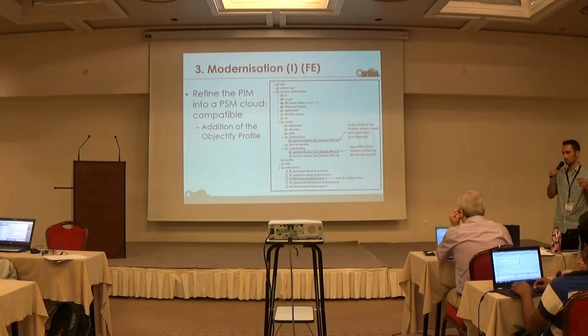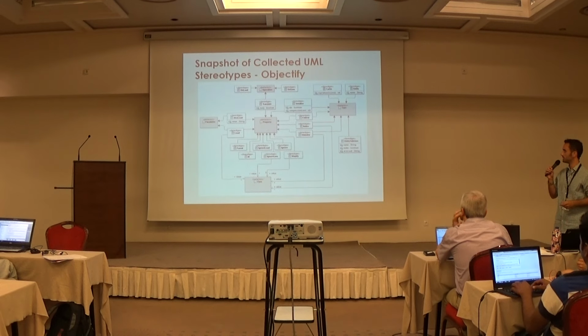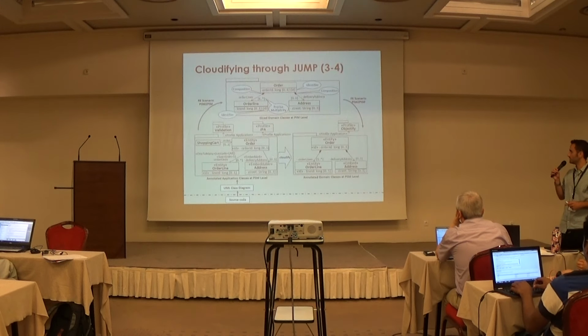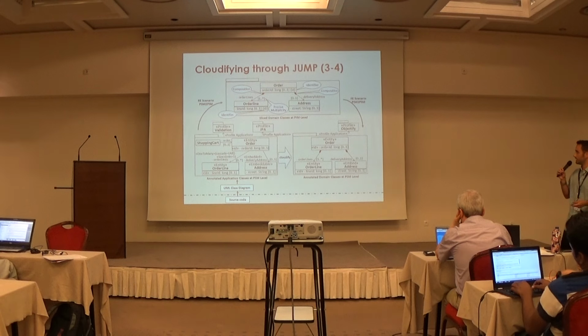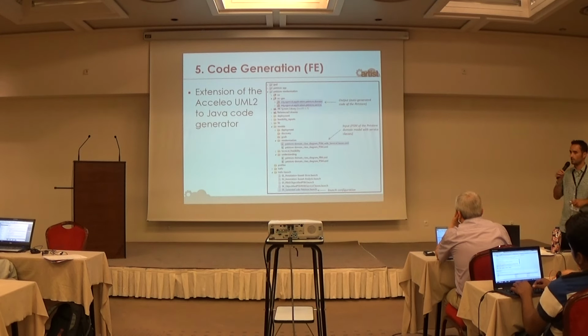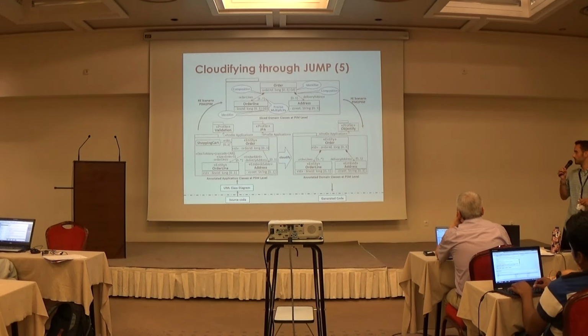And then we go down again, and what we do is we take into account the Objectify profile from the Google App Engine, and we now annotate the platform-independent model with stereotypes specific to Objectify, to the data store. And finally, by extending the UML to Java code generator, we are able to include all the details regarding Objectify into the final application code.